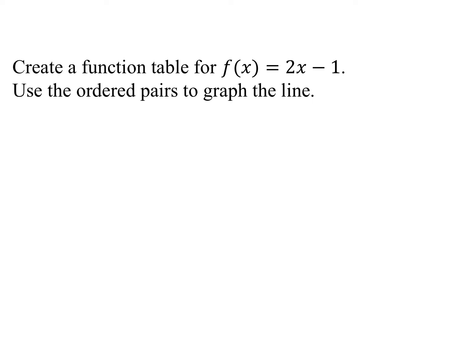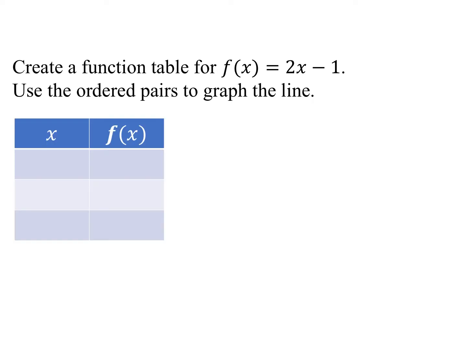Well, what exactly does that look like? Well, the first thing we have to do is create a table. Creating a function table is the same thing as creating an input-output table for the function f of x equals 2x minus 1. What I need to do is pick numbers that I want to put in for x. I can pick any numbers in the world, but I want to pick numbers that are easy to do math with. So I'm going to choose 0, 1, and 2.